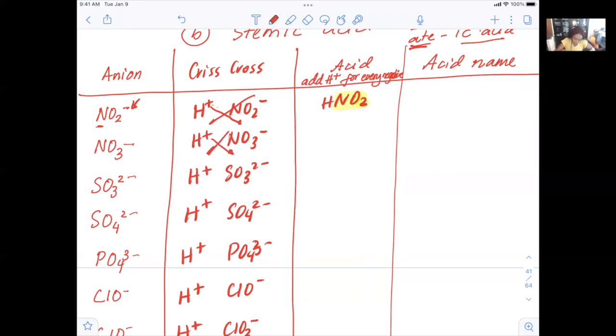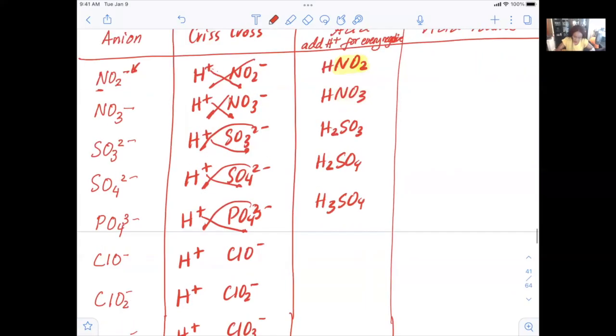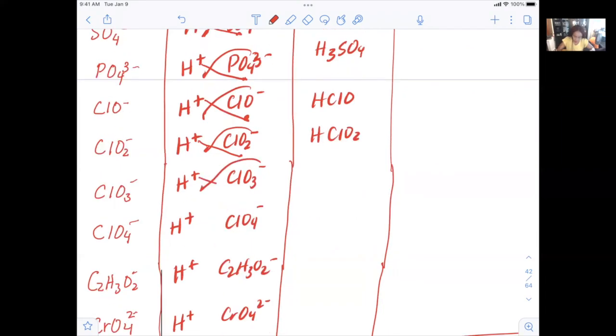Here, same thing, crisscross. HNO3, crisscross. See, the 2 comes down here and then this disappears. H2SO3, crisscross. H2SO4, crisscross. H3PO4, crisscross. HClO, crisscross. HClO2. This is just minus 1, right? Crisscross. HClO3, crisscross. HClO4, crisscross.